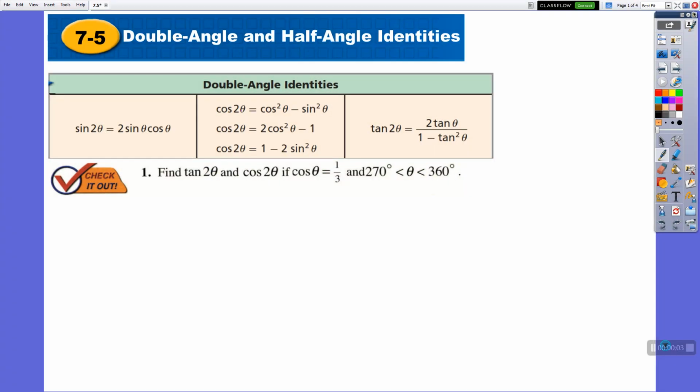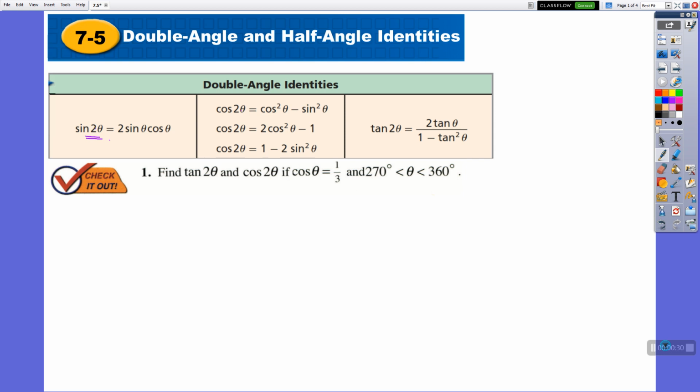Hello everyone. In this section, you are going to learn double angle and half angle identities. All of these identities are deduced from sum and difference identities that you learn in section 4. We are given sine 2 theta, and we want to write it in terms of theta. If we want to write it in terms of theta, we are going to use the double angle identity.